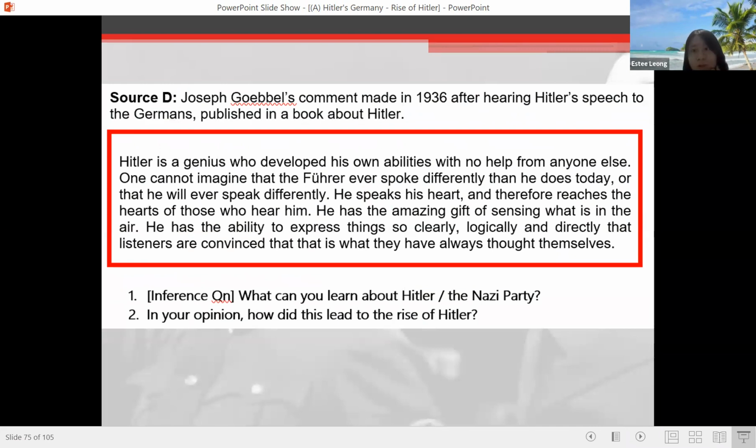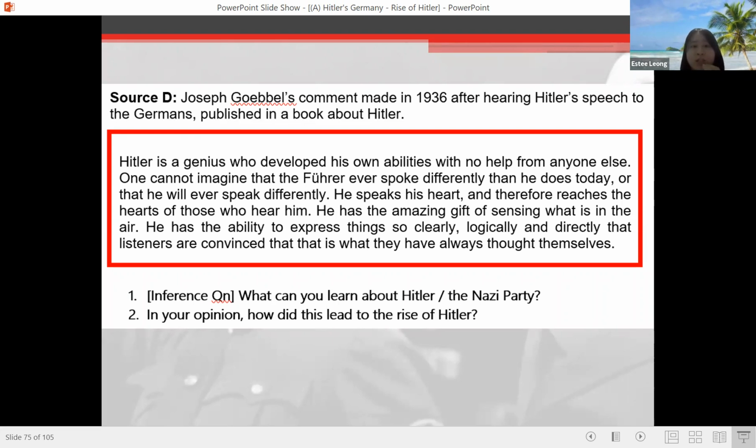So this is one source that is about Hitler's speech. Joseph Goebbels, who eventually became the Nazi Party's propaganda minister, is an important person, so remember his name, Joseph Goebbels. This is what he said after hearing Hitler's speech to the Germans.